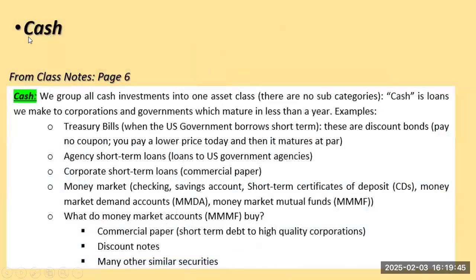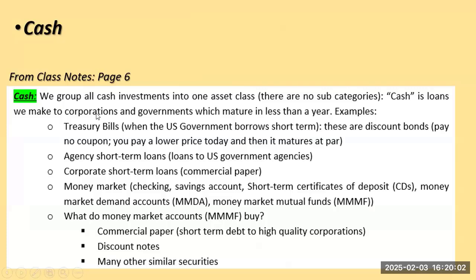So let's start with cash. So cash, there's no subcategories in cash. Cash is cash. Pretty straightforward. For a lot of people, cash is not an asset class. It's just a place they park money until they find something to invest.